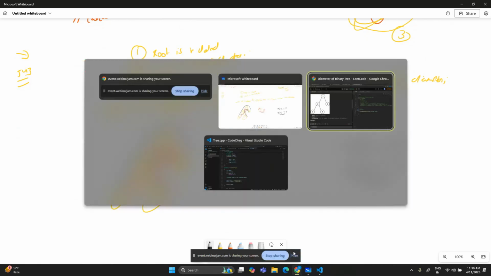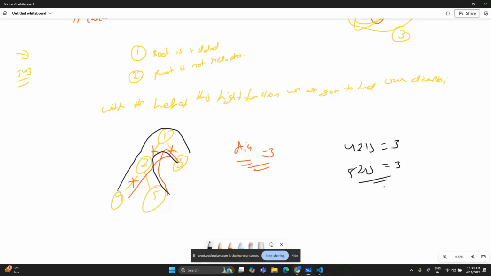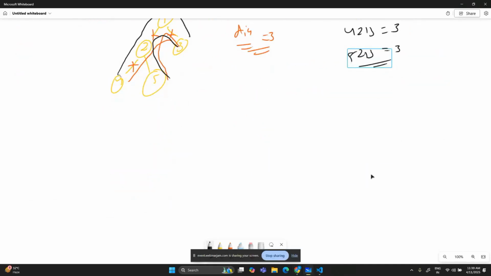So class, open question number 543 on LeetCode. A simple thing: if the root doesn't exist, what is the answer? Return 0. We're going to discuss all the edge cases one by one. How can we find the diameter?